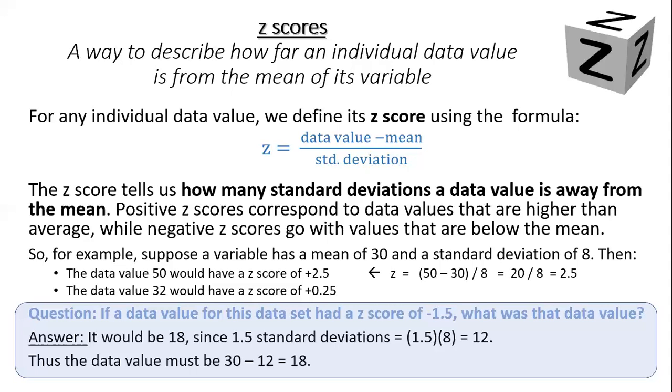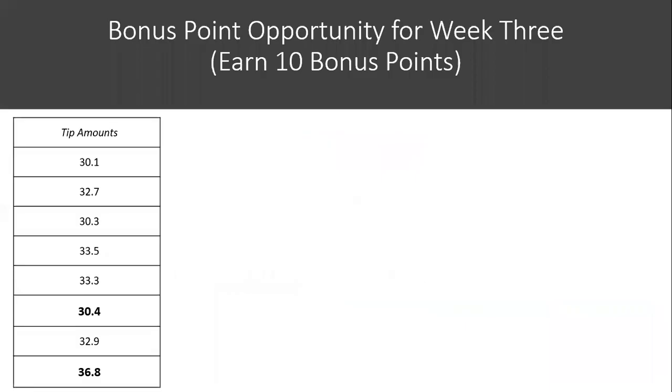So a z-score is a useful way of describing the position of a data value by using the mean and the standard deviation for that variable. I'm going to finish this show here with a little challenge to you for folks that are in my statistics class. And this is going to be an opportunity to earn some bonus points next week.